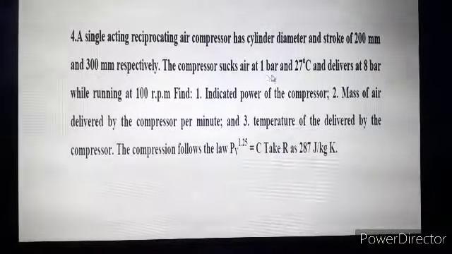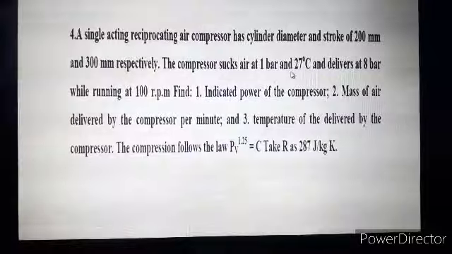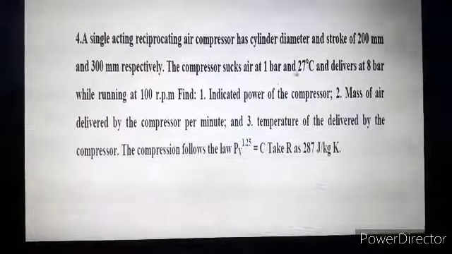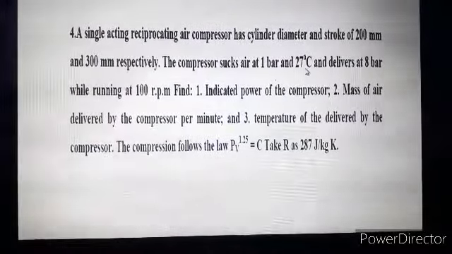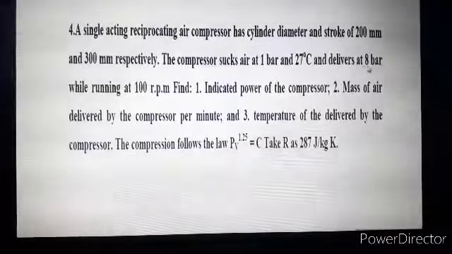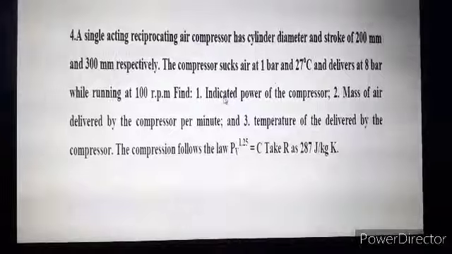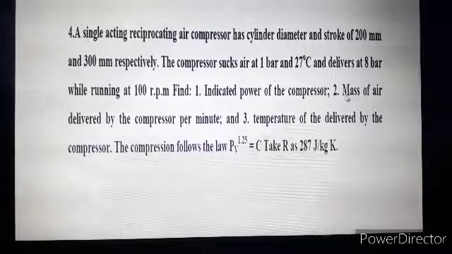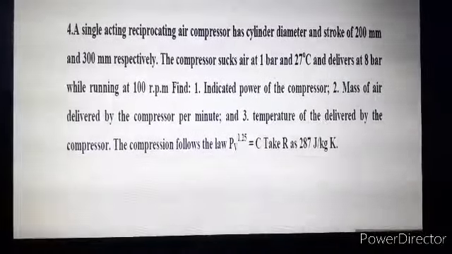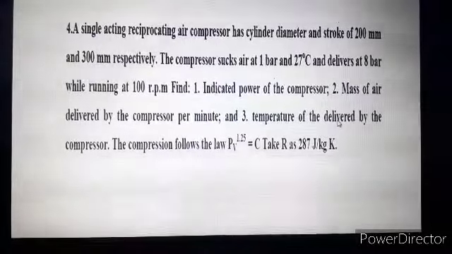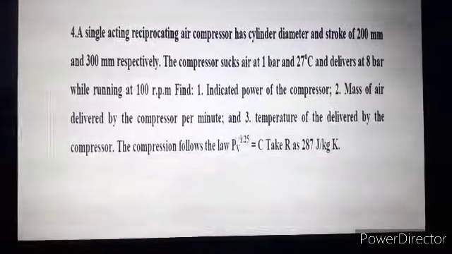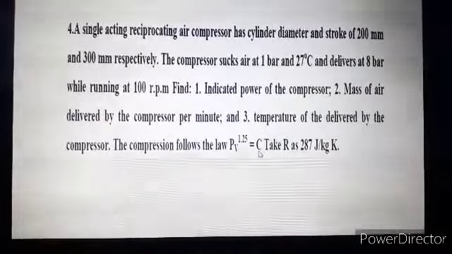Again we have to convert this pressure from bar to Pascal. This is the temperature T1, 27 degrees Celsius. We have to convert this temperature from degree Celsius to degree Kelvin. Then this is the pressure P2, 8 bar. Then speed is given, that is 100 rpm. Indicated power we have to find, mass of the air that we have to determine, temperature of delivered air also we have to find, and the law of compression is PV raised to 1.25 is equal to C.